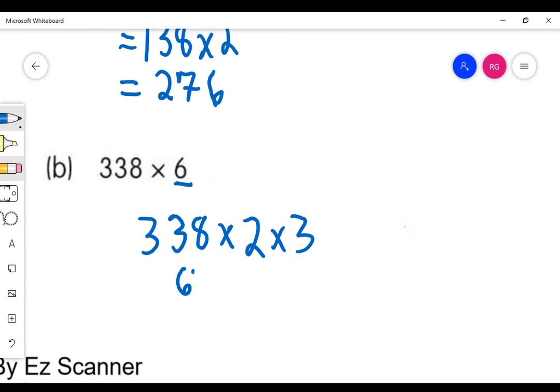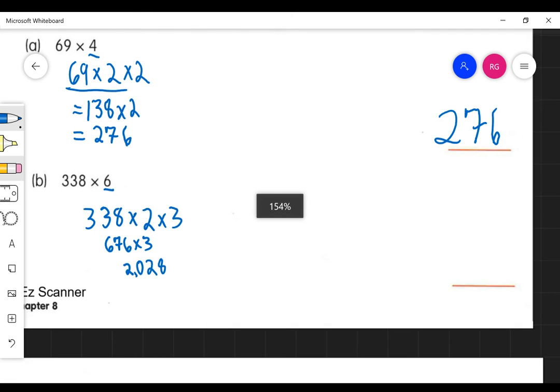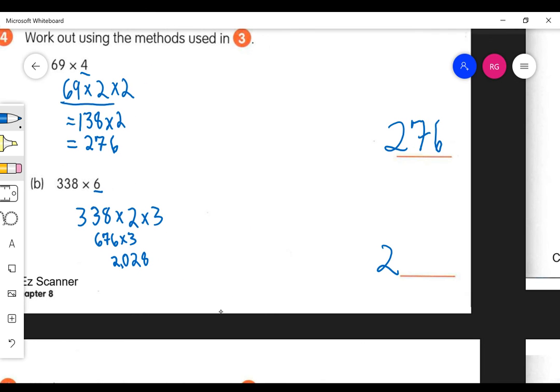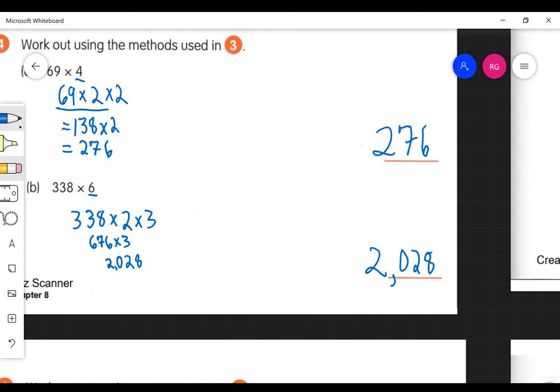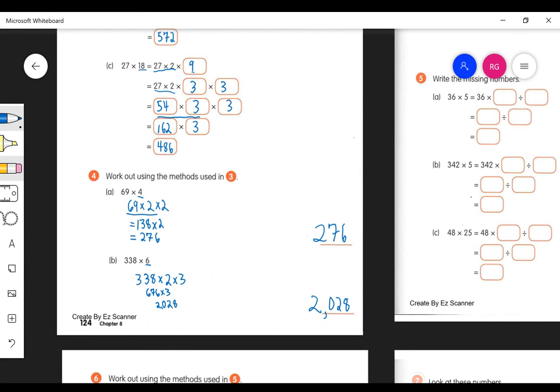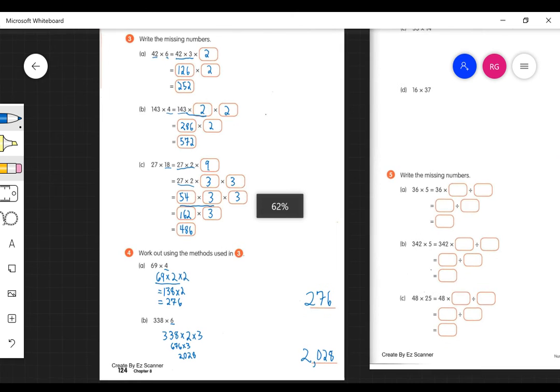I get 676 times 3, which equals 2028. Okay? And there's a few ways you can do that, but that's how we'll do that. 2028 is our answer, and we've got it for page 124.